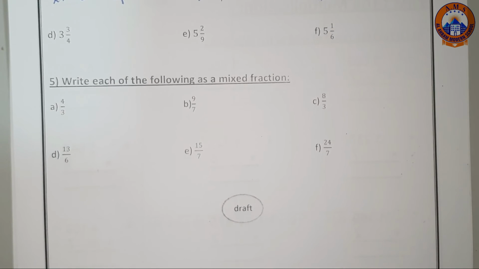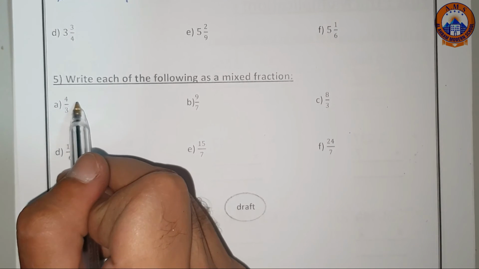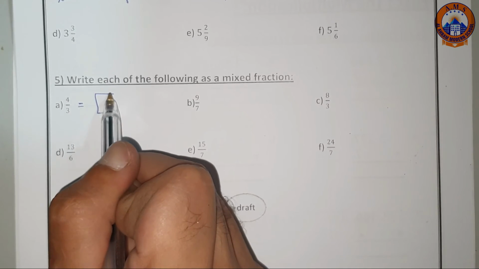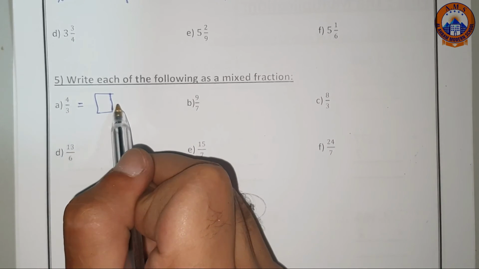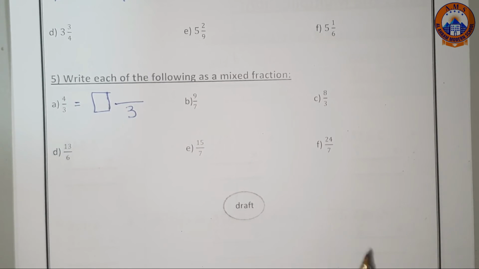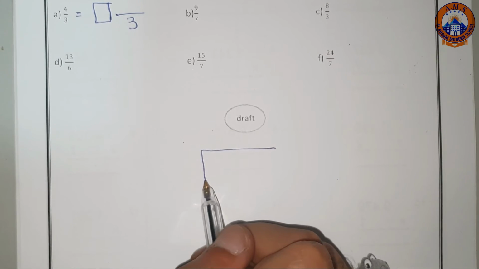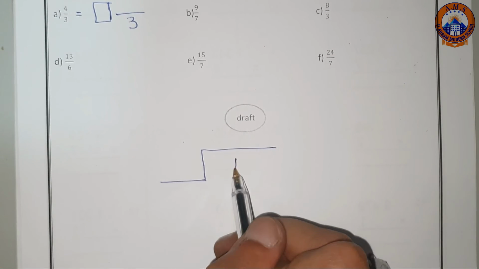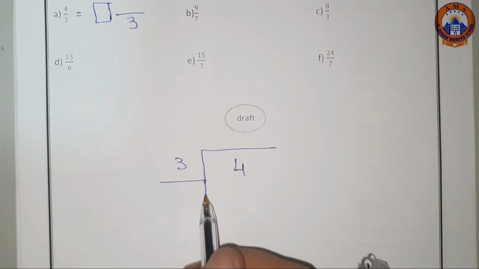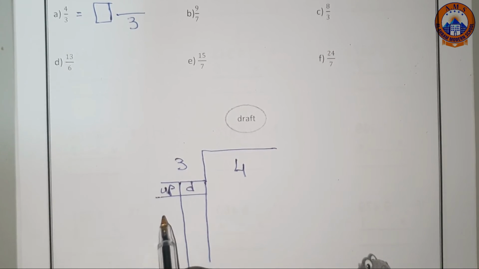Question number 5. We want to write each of the following as a mixed fraction or a mixed number. So we want to write it as a whole number and a fraction. First, we're gonna put the denominator as it is. Then we're gonna make it in the draft in the form of a long division. We have 4 over 3, so it's 4 divided by 3. Then we make a timetable for 3. 3 by 1 equals 3, 3 by 2 equals 6, 3 by 3 equals 9.